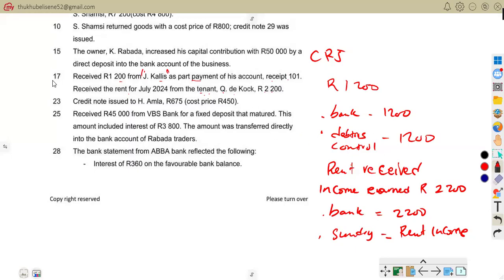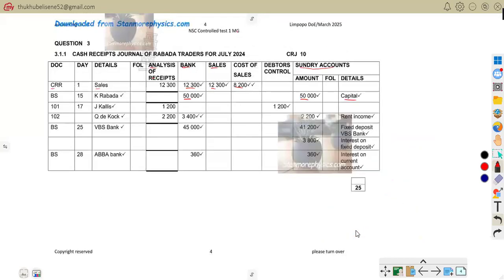So this is what we are going to do. On the 17th, all this takes place. We receive 1,200 from our debtor J. Gallis as part of payment of his account, so the money is going to go straight into our bank. Also, we received number 101, the rent for July from our tenant of 2,200. So let's see how we will record that.